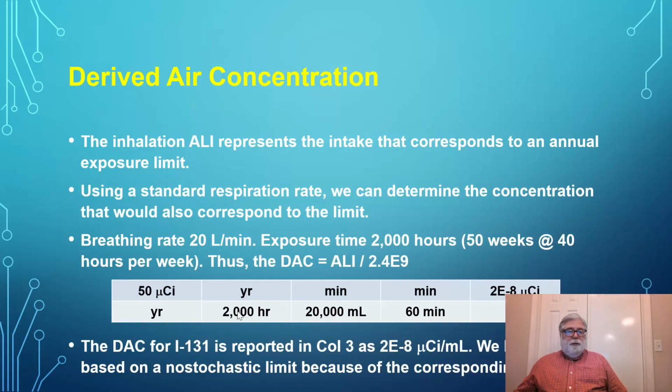Now we have 2,000 hours per year, and we have 20 liters per minute. That's 20,000 milliliters per minute, and 60 minutes per hour. This should be hour. I'll have to fix that in the slides. This gives you a concentration of 2 times 10 to the minus 8 microcuries per ml that is going to lead to the same dose as 50 microcuries per year would. So this is what we call the derived air concentration, and it's how much air concentration a worker working a full-time job would experience to reach the annual limit.